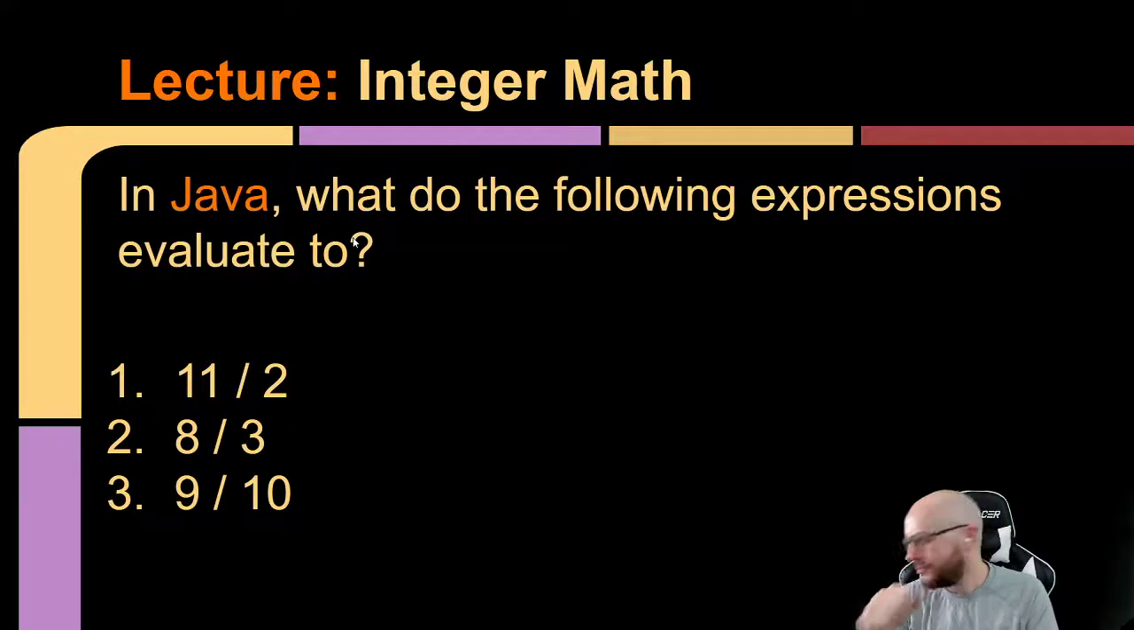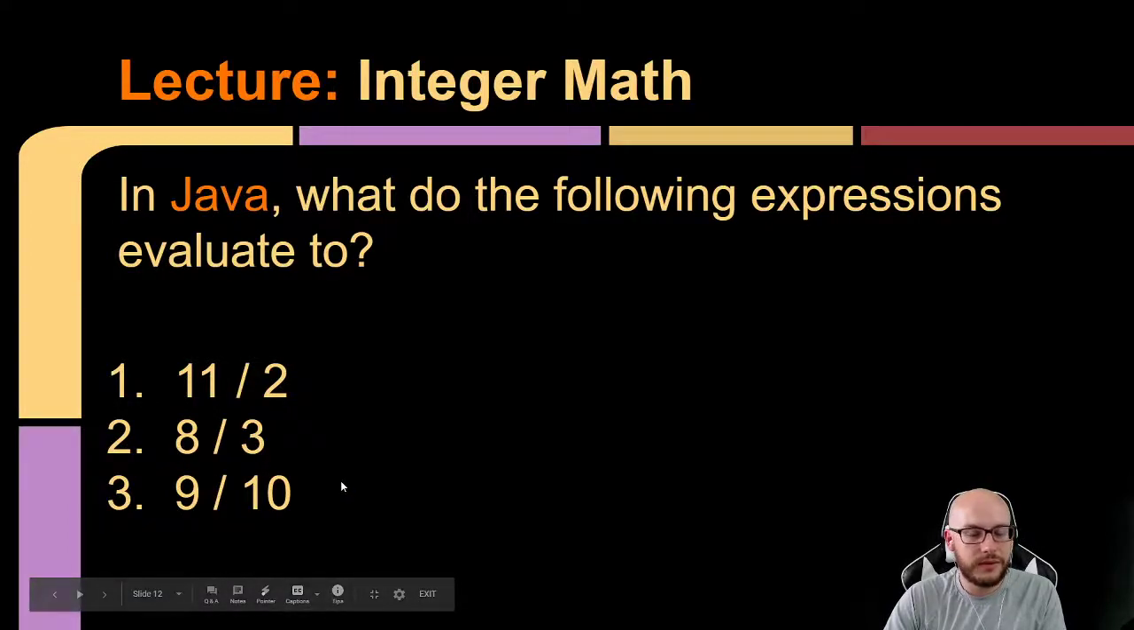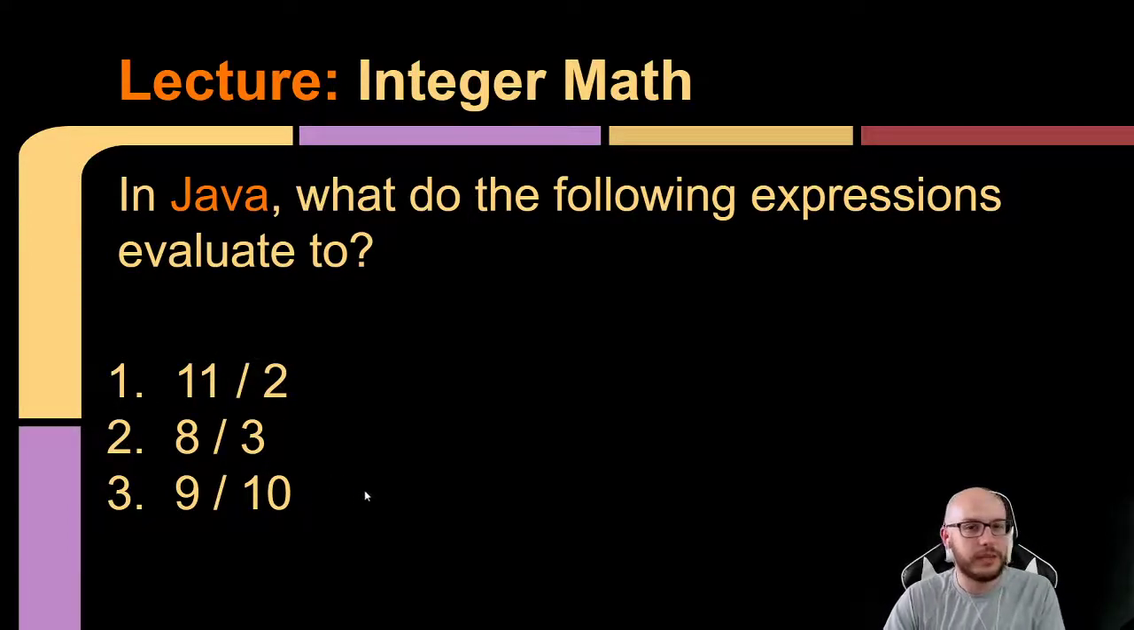Okay. So with that in mind, what do the following expressions evaluate to in Java? Keep truncation in mind. Right? 11 divided by 2, algebraically, this should be 5.5. But in Java, this is going to get truncated. Truncated to what? I want you to try to work out some of these other ones. 8 divided by 3, 9 divided by 10. Think about what it should be algebraically, then truncate it. I'm going to reveal the answers now.